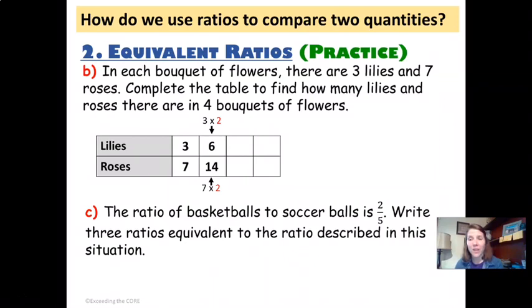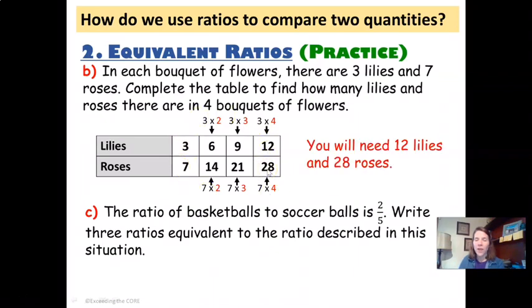All right, I hope you did it. Let's find out. With 3 bouquets, that's 9 lilies and 21 roses. 4 bouquets is 12 lilies and 28 roses because 3 times 4 is 12 and 7 times 4 is 28. And that's our final answer.